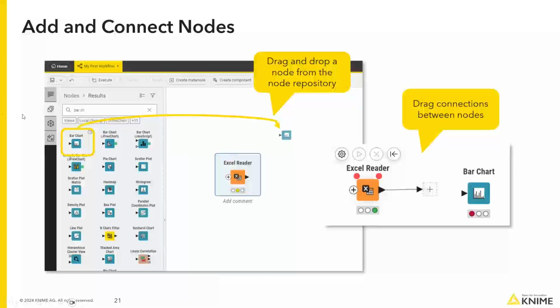So how does it work? You just select a node that you think can solve your task, and you drag it from the node repository and drop it in your workflow. And then you would also need to connect two nodes, and you just drag the connection between the nodes.